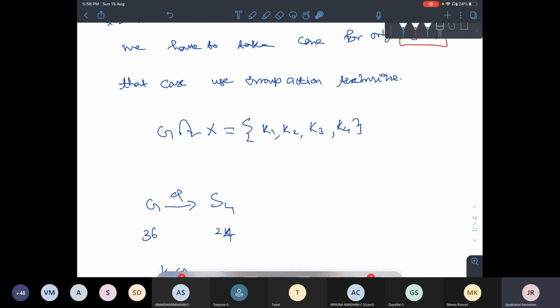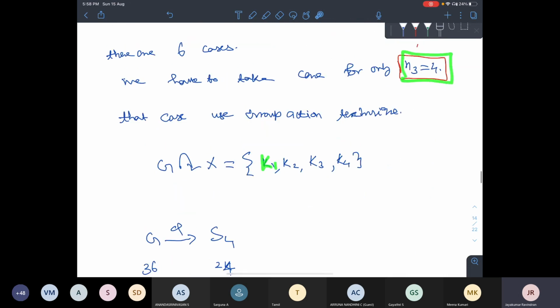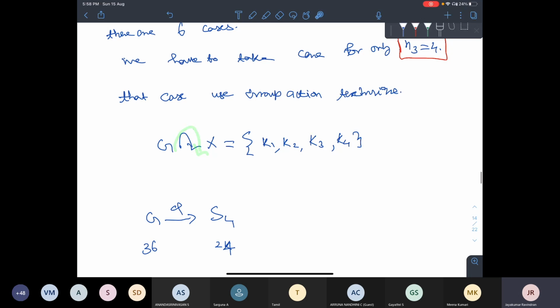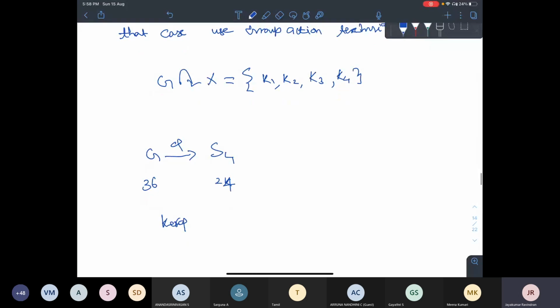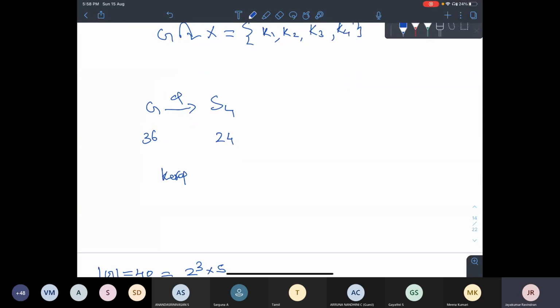In the group action method, the same thing, take n3 is 4, take K1, K2, K3, K4. There are 4 things and I act on this. So like the last problem, this is a group action. Immediately I will get a homomorphism to S4. And you see S4 is 4 factorial, which is 24. This side is 36 and I have 24 on this side. So the kernel is not trivial, not injective. Not injective means the kernel is not trivial.